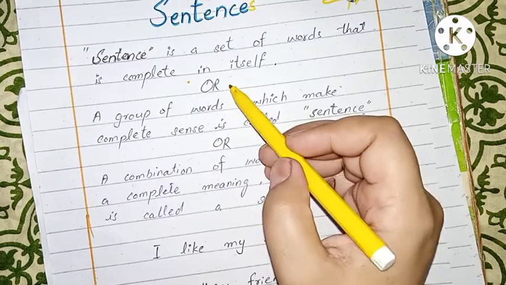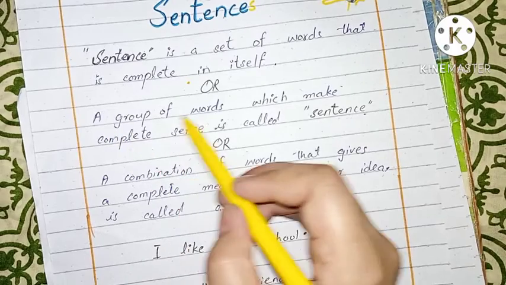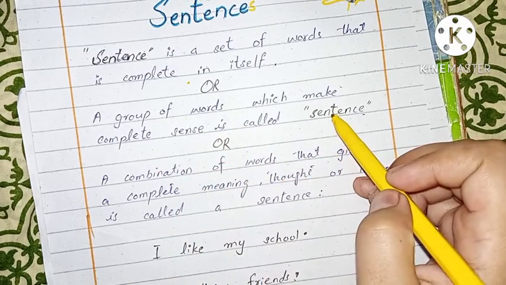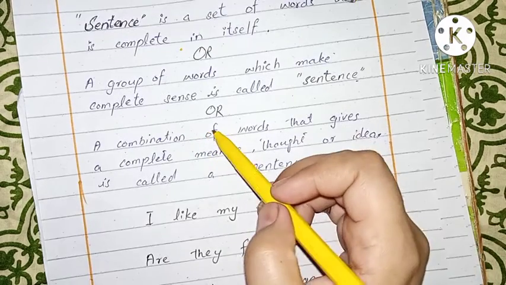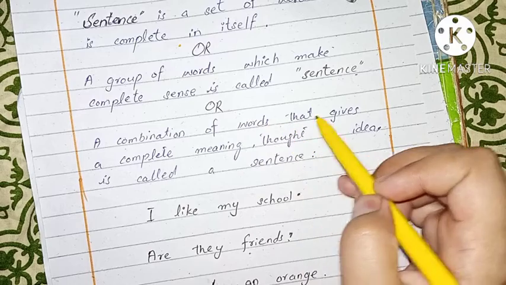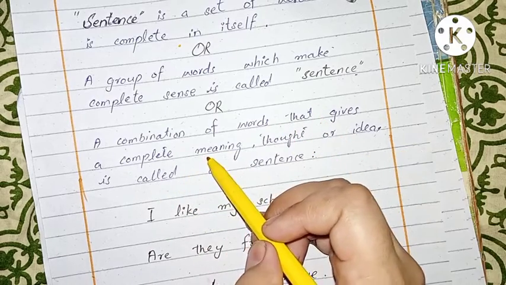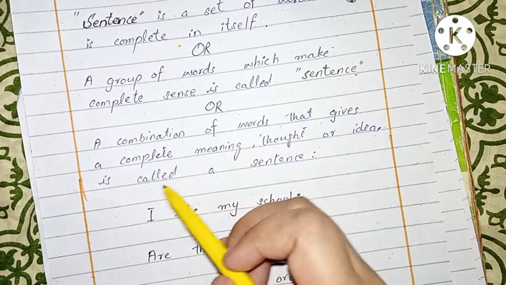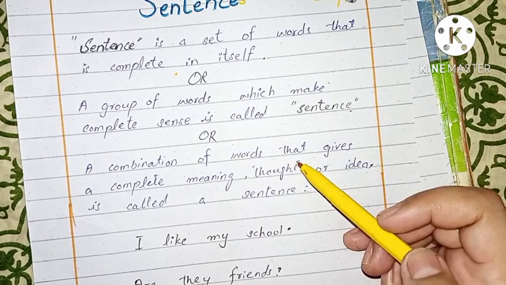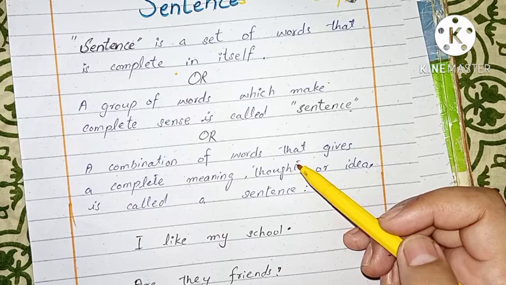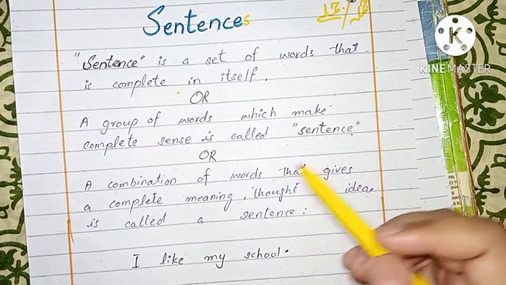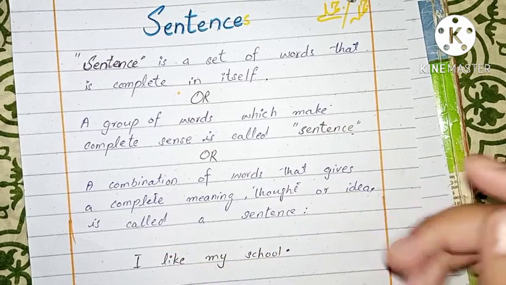Or we can also define it like this: a group of words which make complete sense is called a sentence. Or we can also define it like this: a combination of words that gives a complete meaning, thought or idea is called a sentence. The meaning of these three definitions is the same. It means a sentence is a set or group of words which gives us complete meaning, complete thought or complete idea.